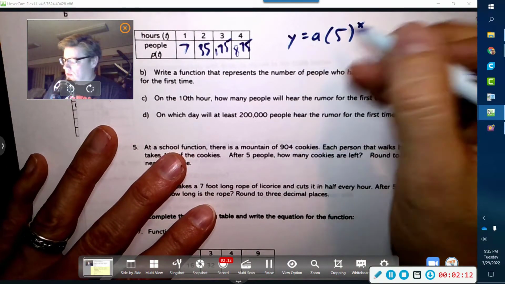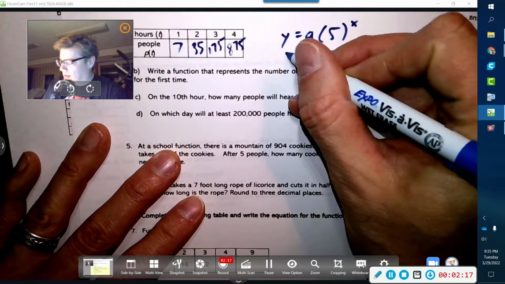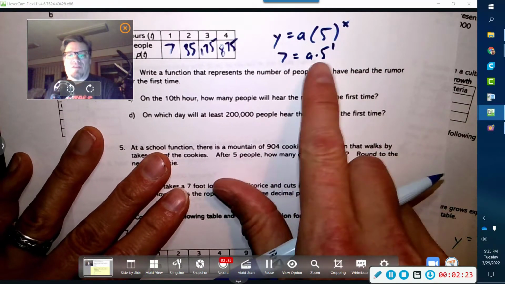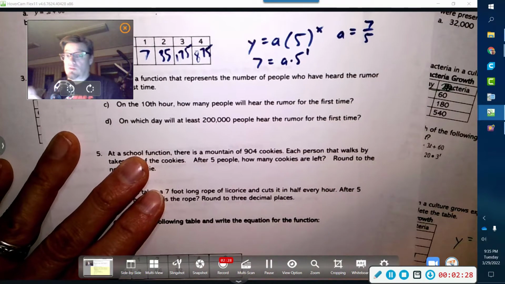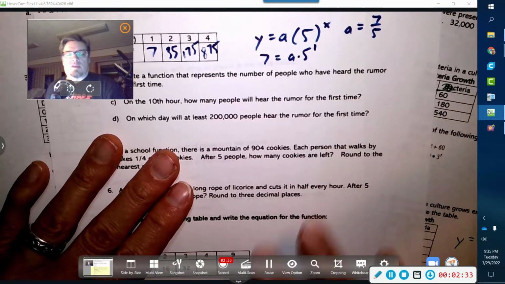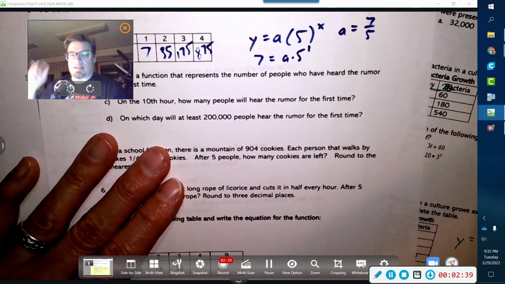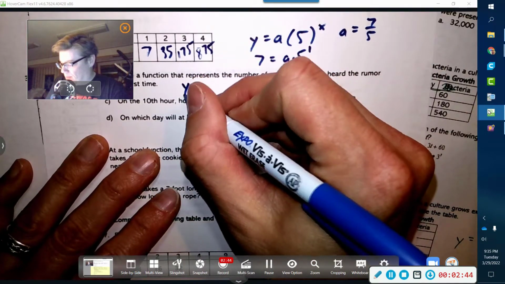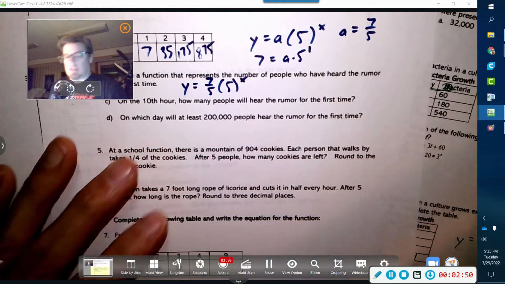Okay, so let's go ahead and plug in a 1 for X and a 7 for Y. Okay, and you can see that if I divided both sides by 5, I actually have A equaling 7 over 5. Now it's weird, okay, but that's like 1.4, okay? So 1.4 adjusts my function so that after that first hour I have exactly 7 people, okay? This then is my function. Okay, and we can just leave it as 7 over 5.